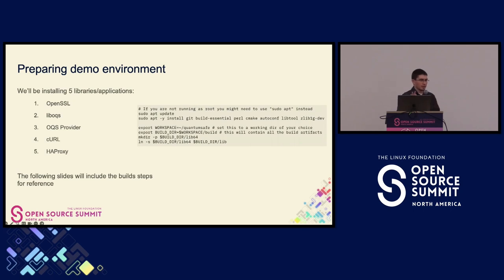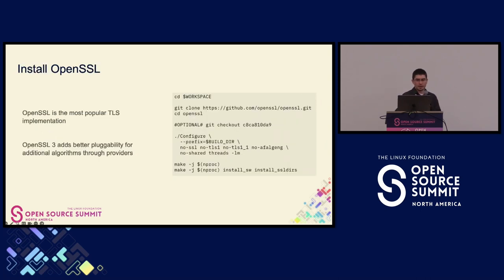The next few slides have a bunch of screenshots on the side of all the build commands that I would have run if I wanted to do this demo live and not pre-build all these libraries in advance, since they can take 5 to 10 minutes to build each. The idea is we're going to be installing a few libraries: OpenSSL, LibOQS, the OQS provider, curl, and HAProxy. HAProxy is going to be our final demo application. I will have QR codes at the end. All of this tutorial is in a blog format for you to try yourself later, with QR codes on a slide later on.